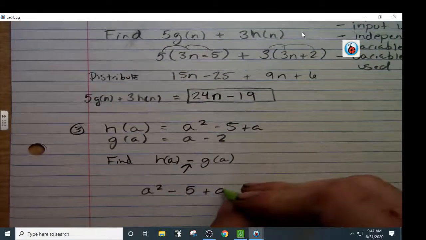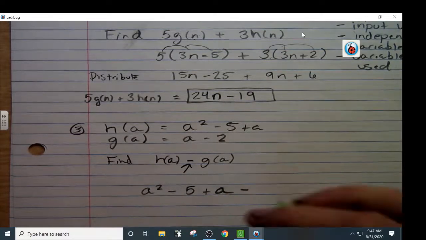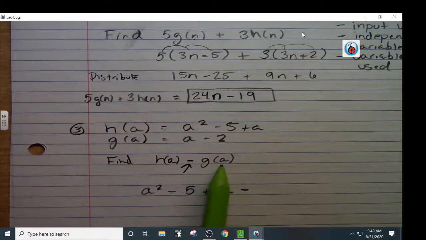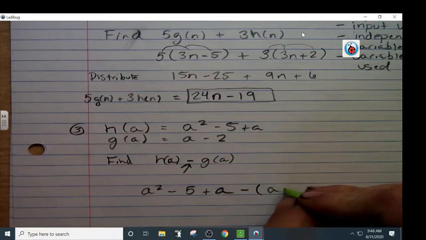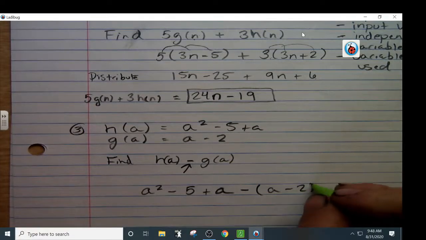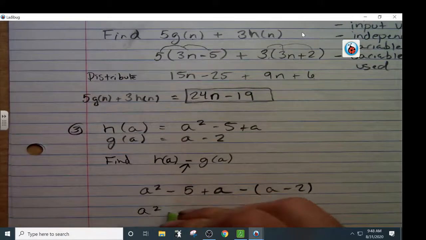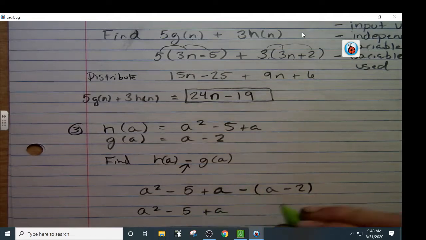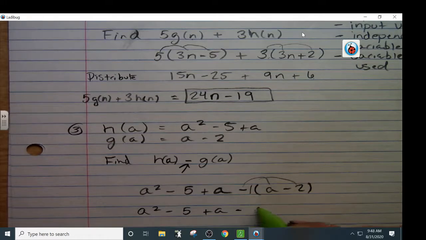Now, when you subtract something, guys, like when you're subtracting polynomials in Math 1, put the minus sign out there. Put the one that's being subtracted in parentheses. Guys, this is your number one mistake on a lot of things. People forget if you're minusing an expression, you have to put it in parentheses and distribute the negative. So what that would look like is this: a squared minus 5 plus a. Now, if I'm going to say that's a negative 1, I'm going to distribute that in. That's going to be negative a plus 2.